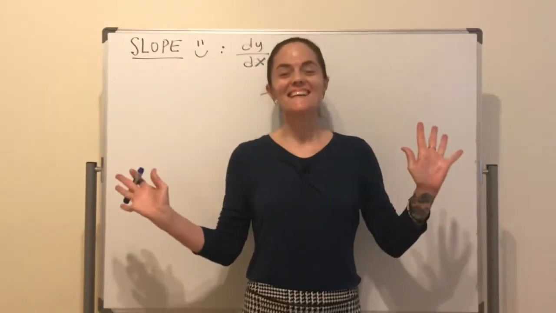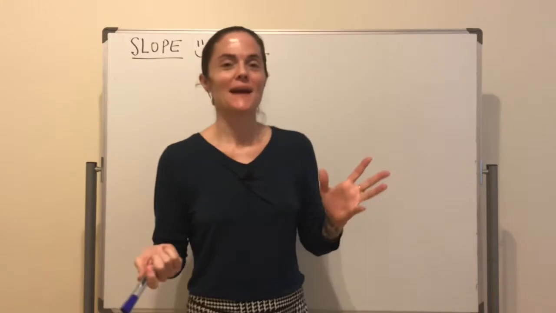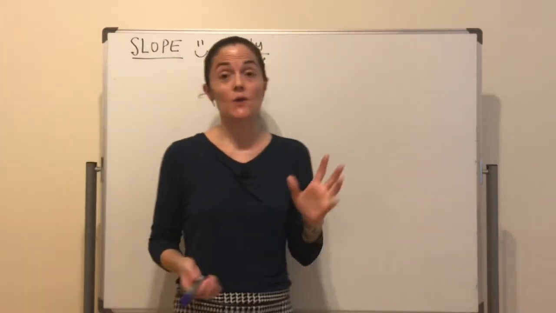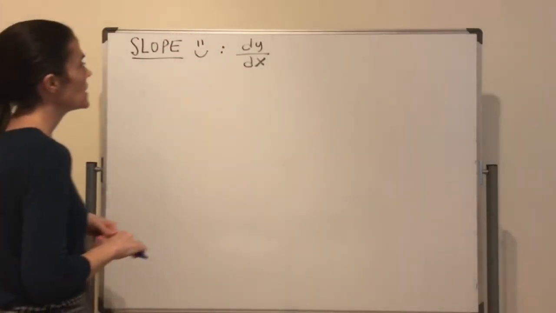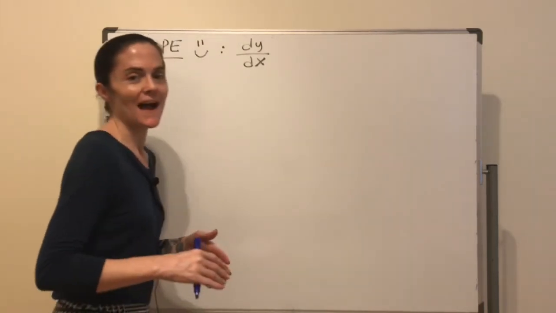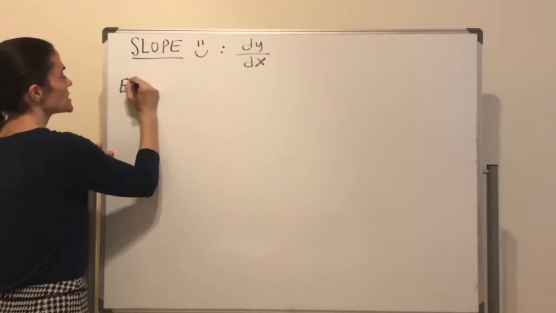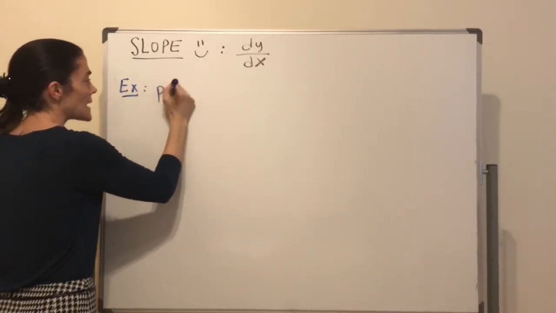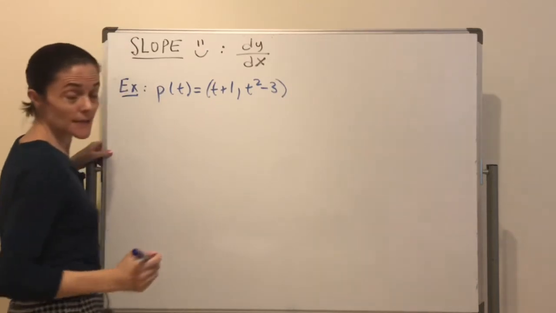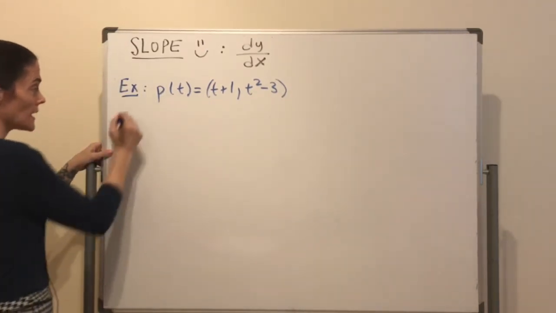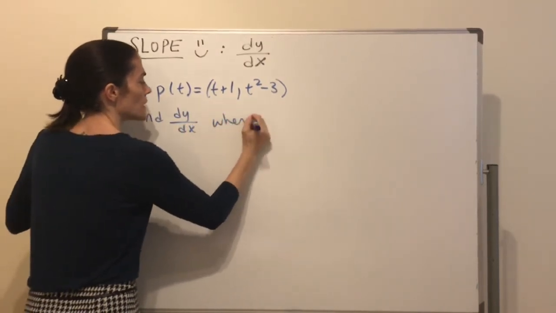This is calculus, which means we are always interested in the slope. And I will just write it dy dx, slope of the tangent line, or the instantaneous rate of change of y with respect to x. Well, how can we figure this out when you have a parameterized curve? Okay, well, let's just look at our first example. We had p of t, t plus 1, t squared minus 3. And if we want to find dy dx when x equals 1.